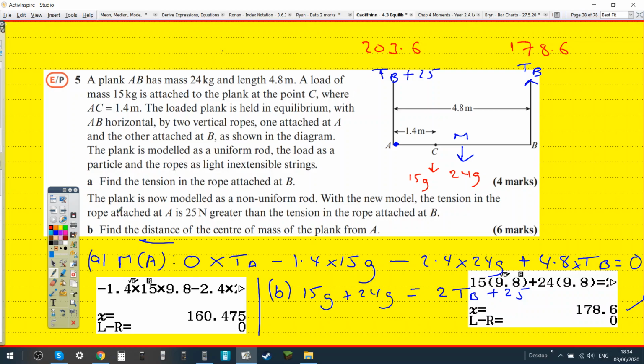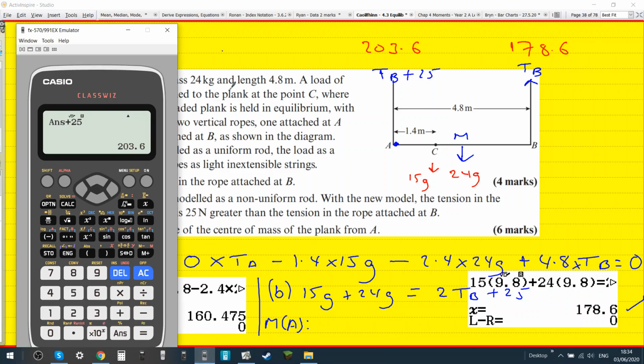So if we get a moment about A, yep, then a moment about A is equal to 203.6 times D, times the distance from A to A. Oh, 0. Yep. So that cancels out. It'll be 0.